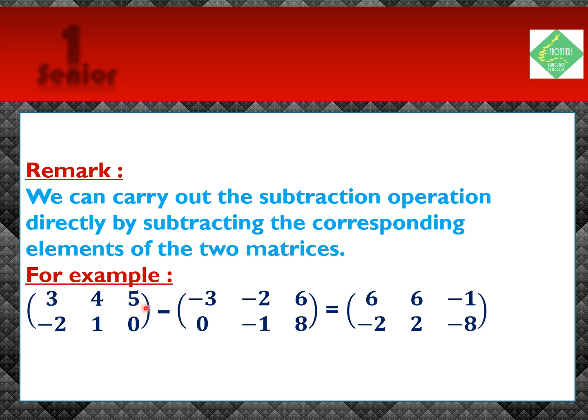As we discussed, to carry out the subtraction operation, subtract the corresponding element. Here 4, first row second column, so I will subtract it from the first row second column, which is negative 2.